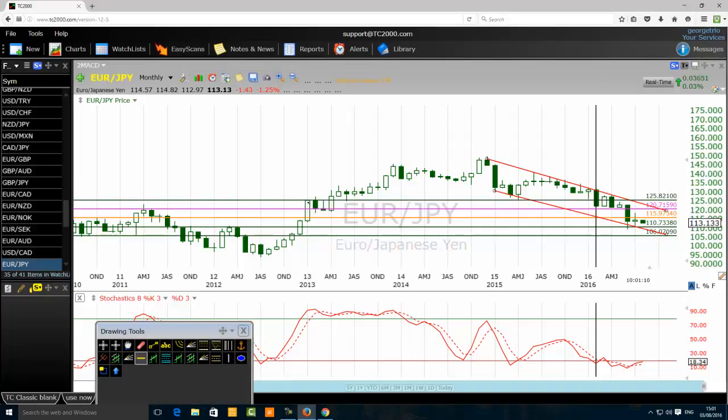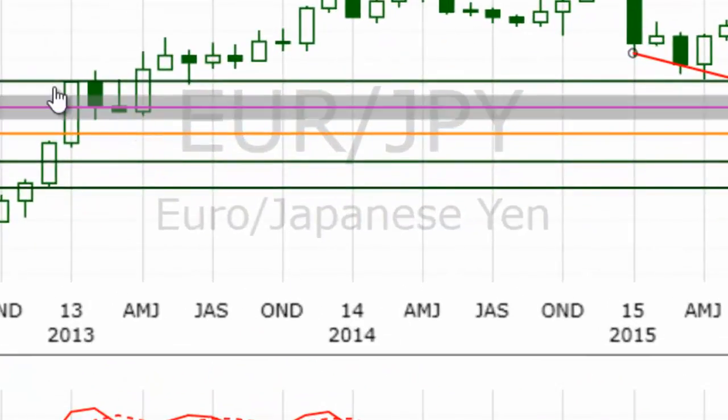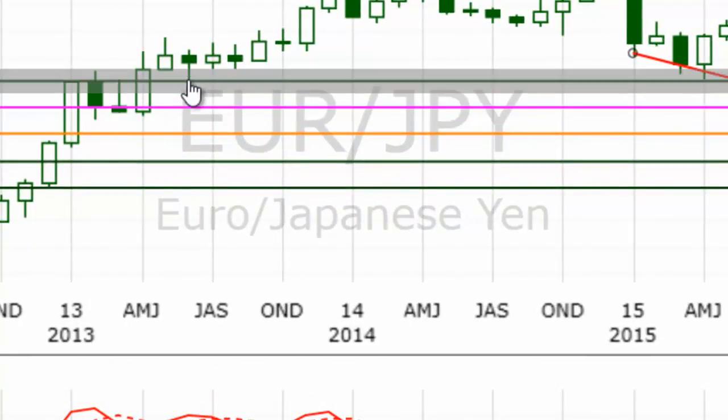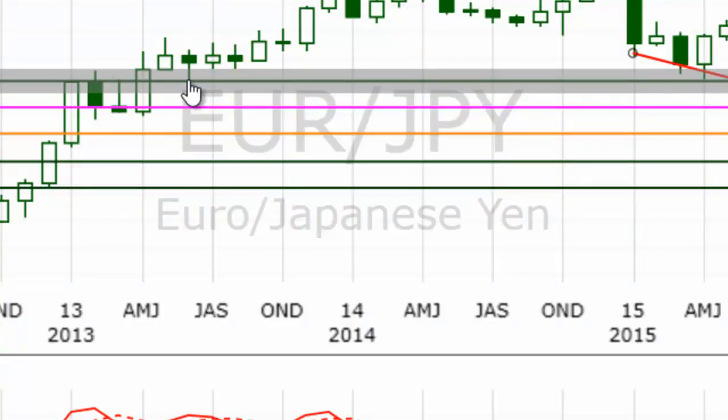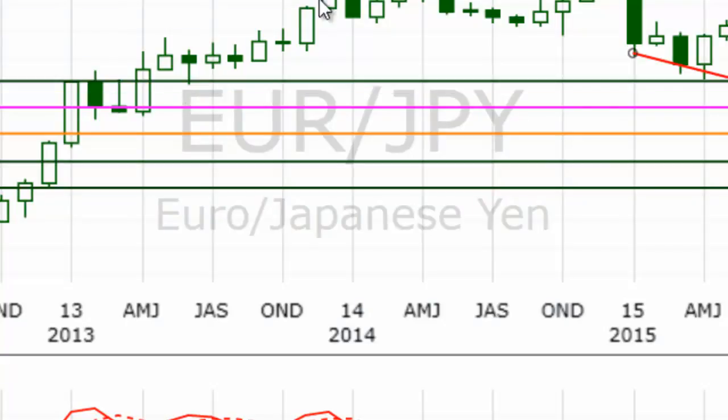So here you see stochastic stay overbought for a long time. You see a break above, retest. Now do not buy. Implement a top-down trading method, a multiple time frame trading method. If the signal fails, come out.